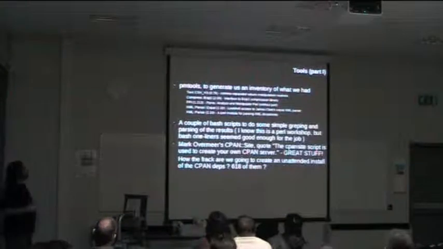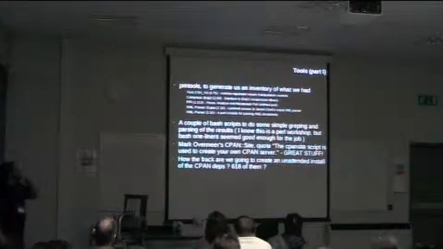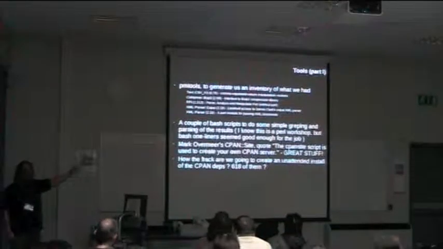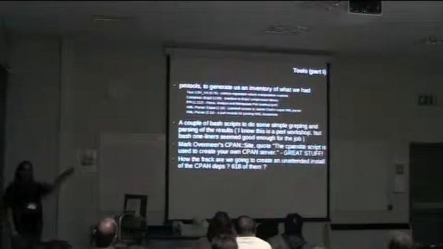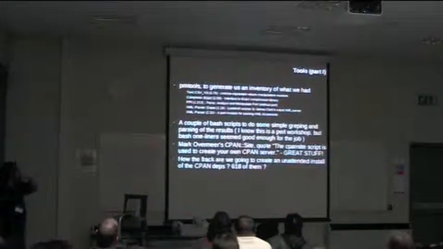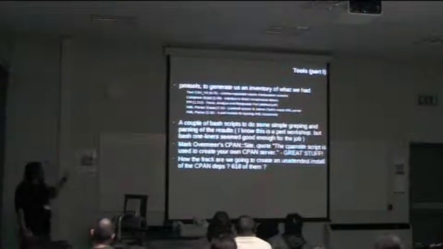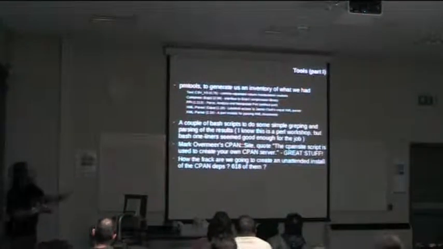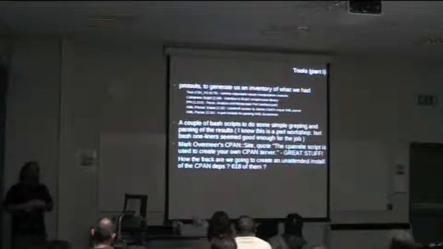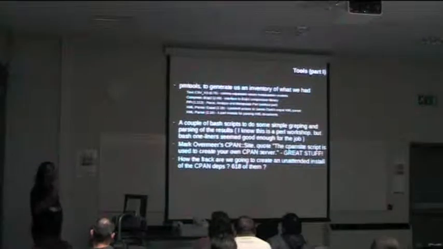So, tools. PM Tools, which is a module initially written by Tom Christiansen, if I'm not mistaken, gives you a rundown of the modules that you have, and their versions. This, coupled with a couple of bash scripts to do some simple parsing. We opted to use Mark Overmeer's CPAN site. The CPAN site, direct quote, is going to be your own CPAN server. We didn't want a CPAN mirror. We wanted a CPAN kind of replica of the modules we already had. And yes, the question is still hanging here.